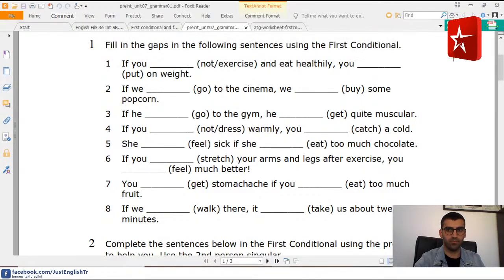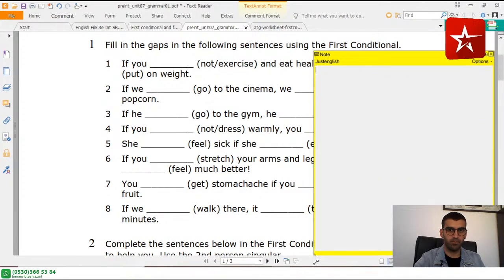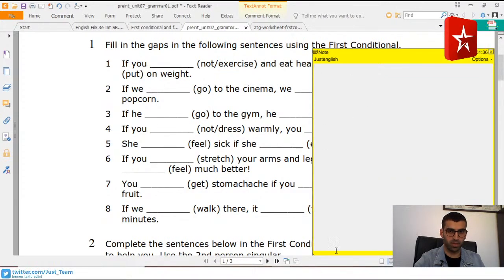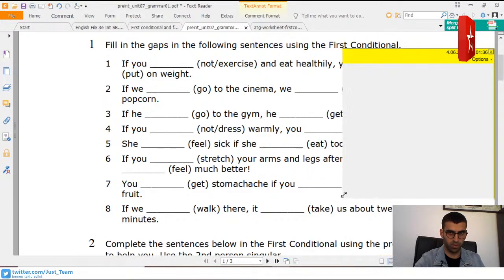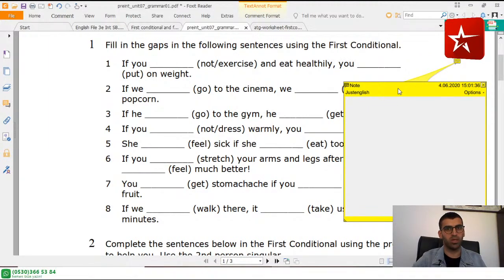Number 1, let me make it smaller. Yes. Number 1, if you blah blah blah and eat healthily, you blah blah blah weight.